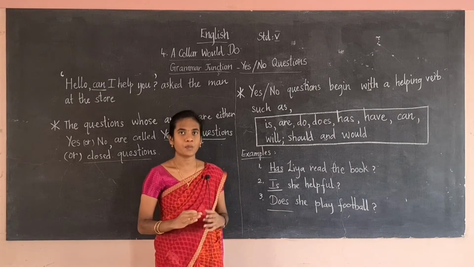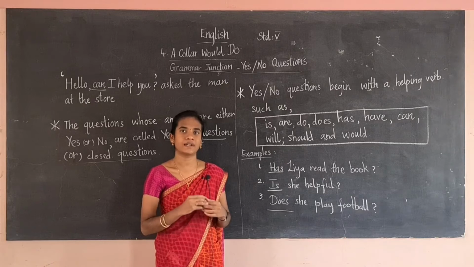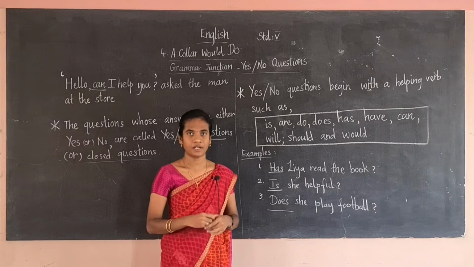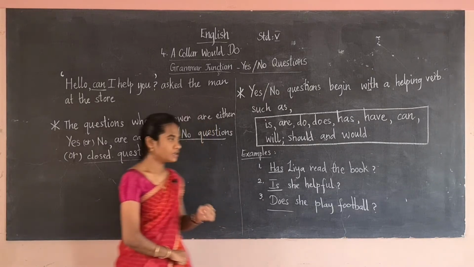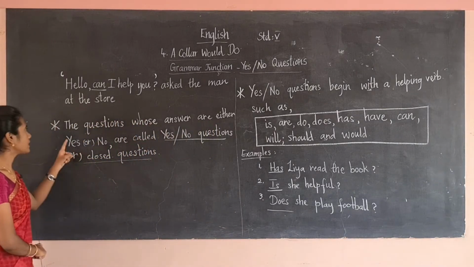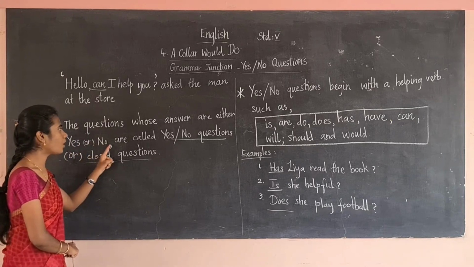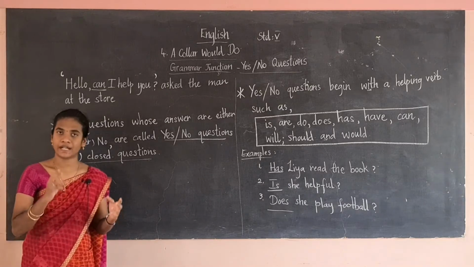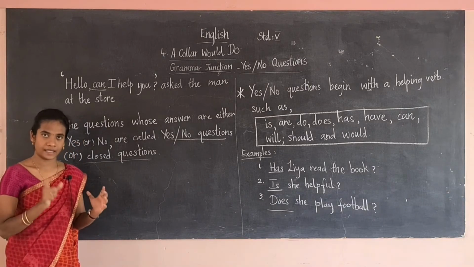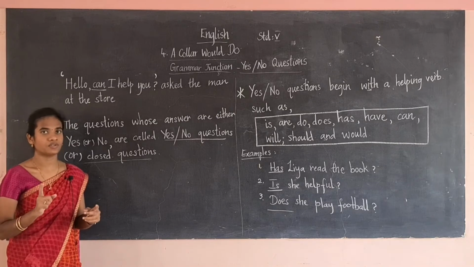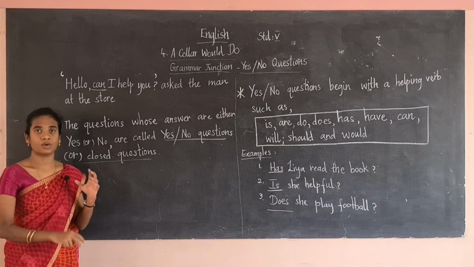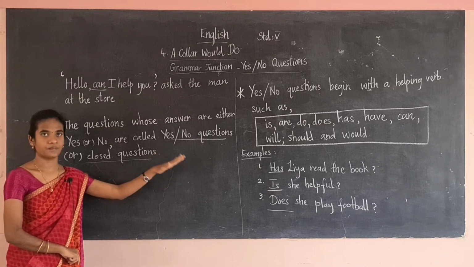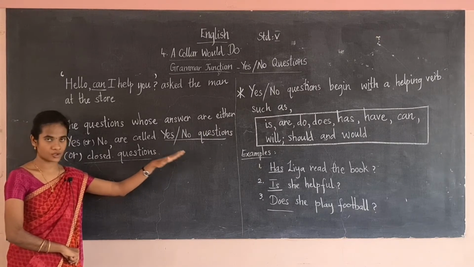The only possible answer for a yes or no question is either yes or no. Okay, students, are you clear with it? Once again, I am recalling. What is a yes or no question? A question whose answer is either yes or no is called a yes or no question or a closed question. You will say any one of the answers. So the topic we are seeing is yes or no questions.